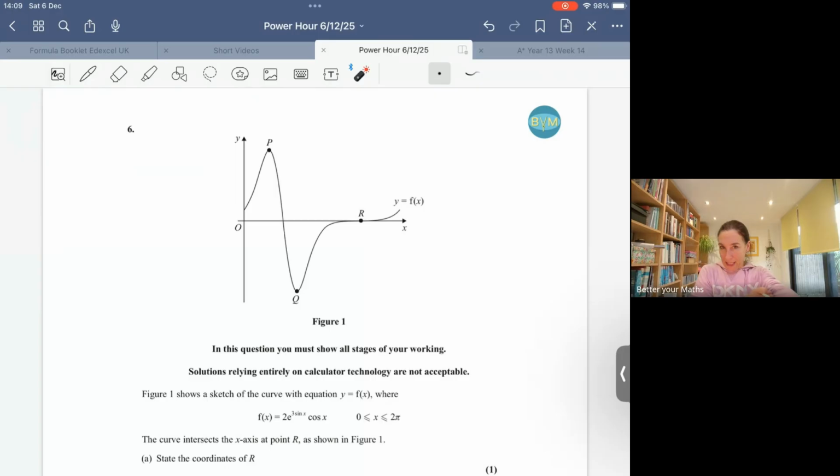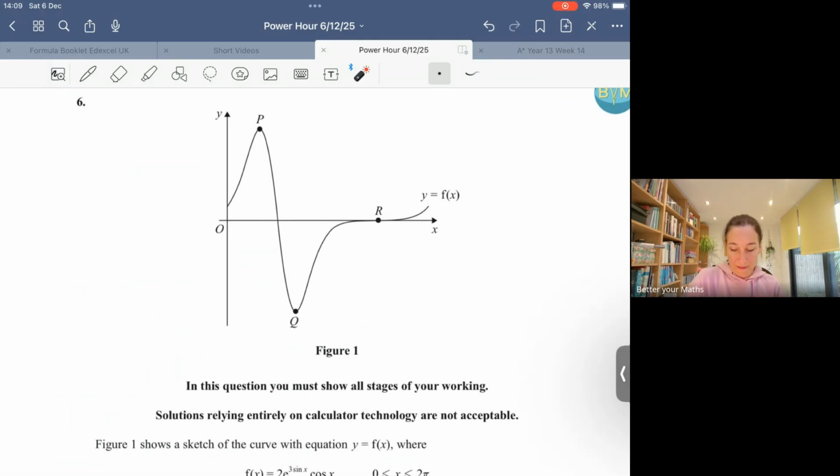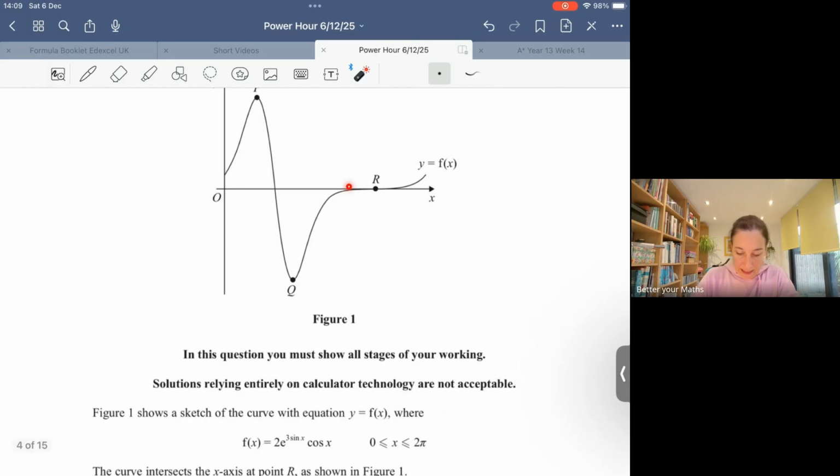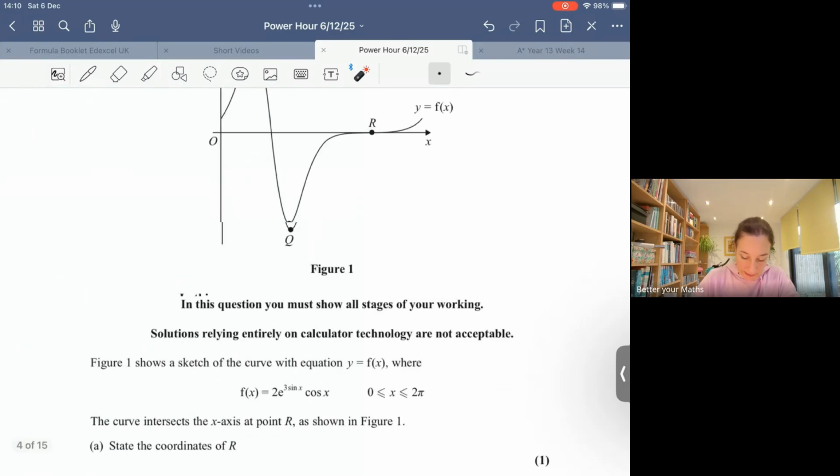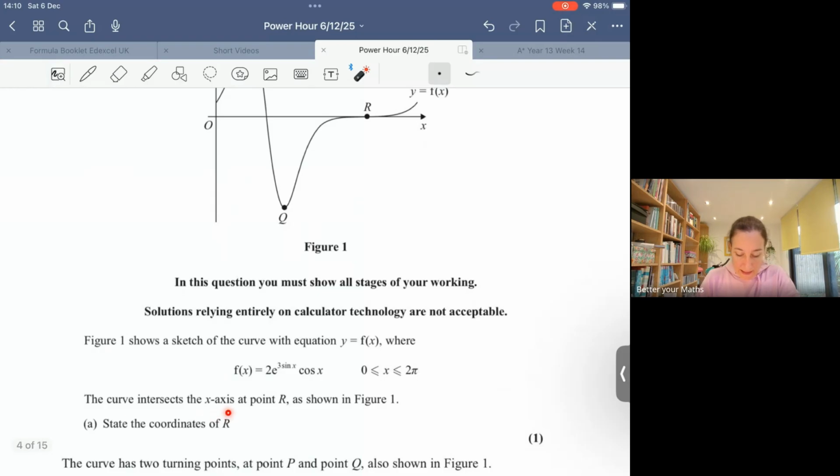I know at this stage some of you won't have seen differentiation from year 13, but what we are going to do is not too difficult. So bear with me, because you will be able to do most of the question even if you haven't done differentiation yet. So we have this function. They give us the sketch, it is 2e to the power of 3 sine x cos x between 0 and 2 pi. So they are stopping here and here. Then the curve intersects the x-axis at point R, which is this one, and we have to find the coordinates of R.